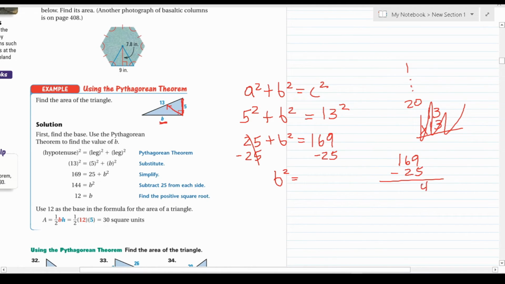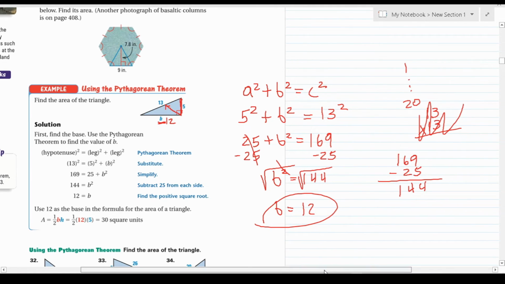9 minus 5 is 4. 6 minus 2 is 4. 1 minus nothing is 1. So this is b squared equals 144. Take the square root of both sides, which will cause this square to go away. This will be b equals the square root of 144, which is just 12. So we know b is 12.